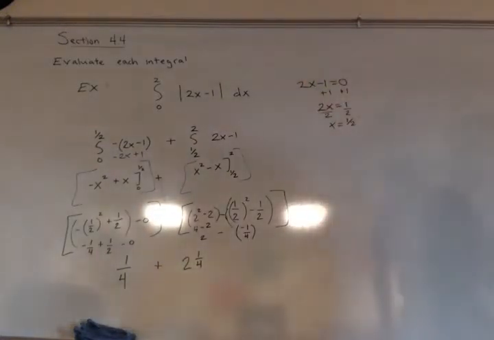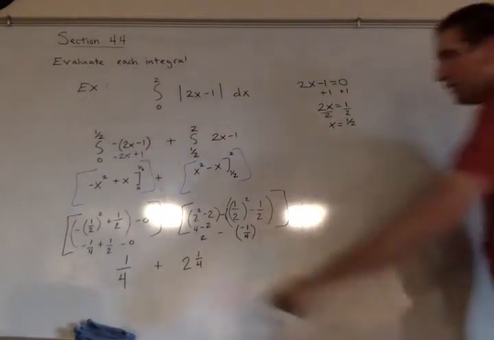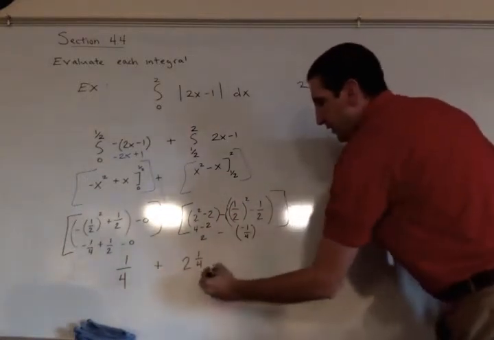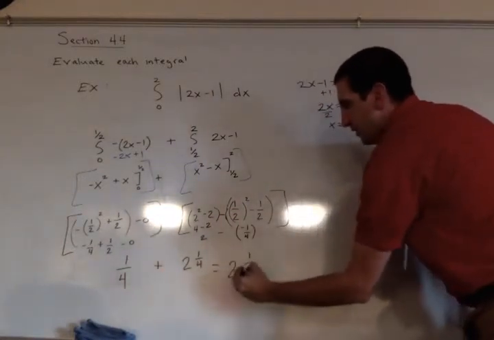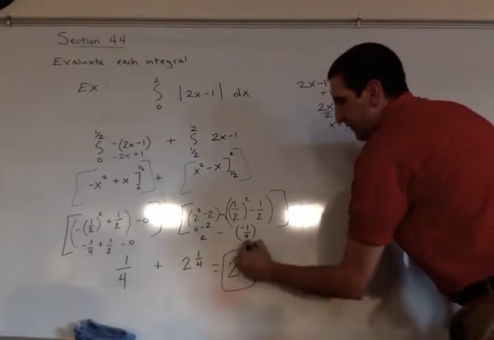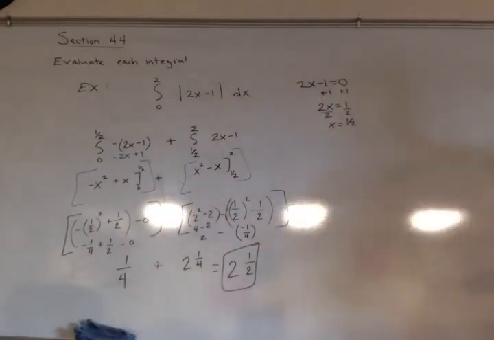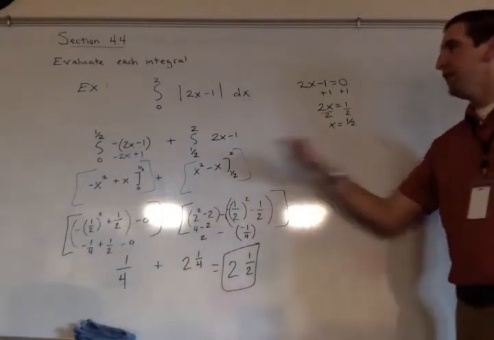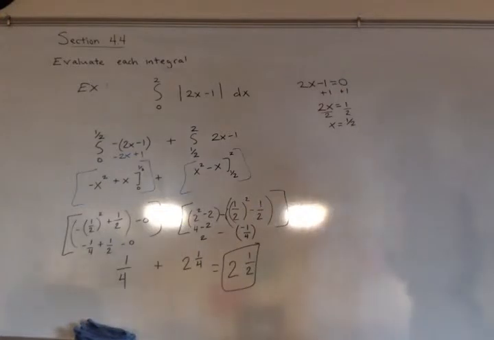And so we can finally combine those two parts. 1/4 plus 2 1/4 would equal 2 1/2. You can write 2.5. You could write it as 5/2, however you'd like to write that solution. Okay, so you do have two problems, 23 and 25, that are like this using absolute value.